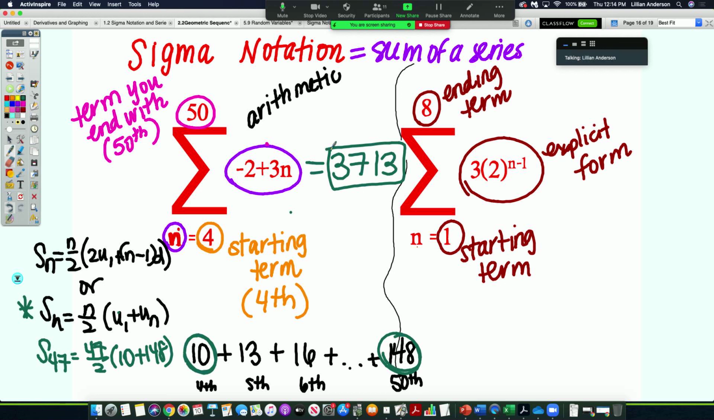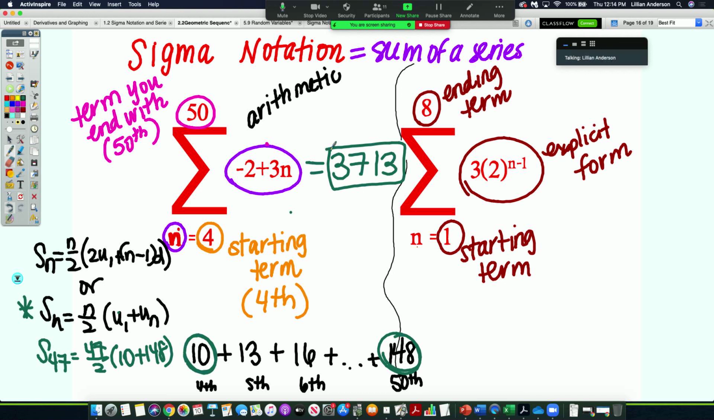So sigma notation basically tells us what type of sequence we're dealing with, arithmetic or geometric, what term I'm starting with, and what term I'm ending with. By recognizing if it's arithmetic or geometric, I can use the actual sum formulas to find the sum, instead of plugging in 4, 5, 6, 7, all the way up to 50 into the explicit form and adding all those terms up together.